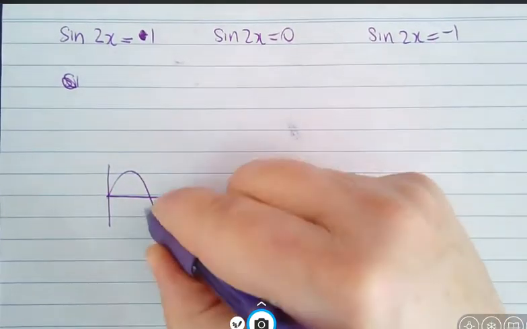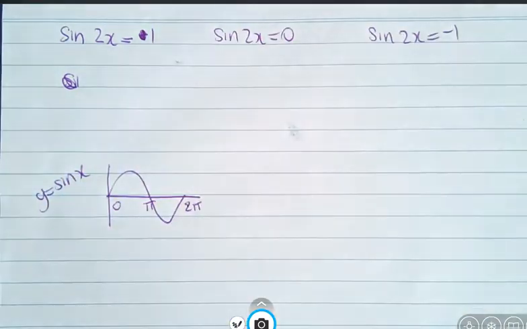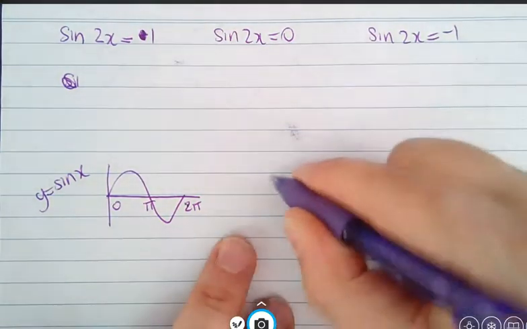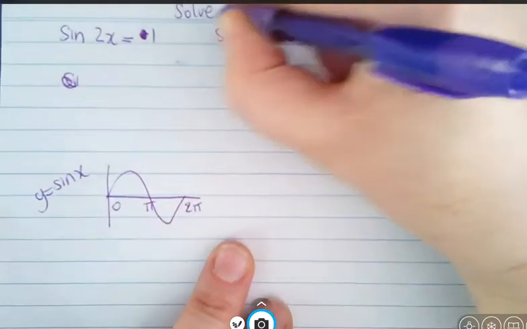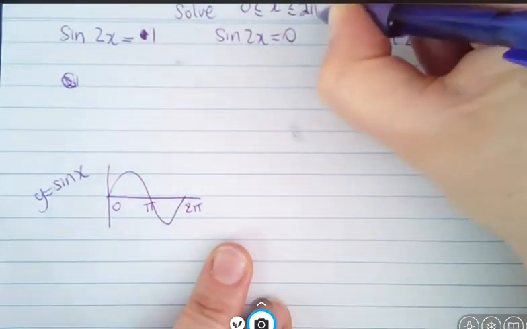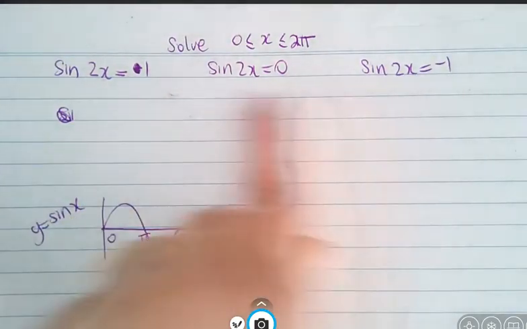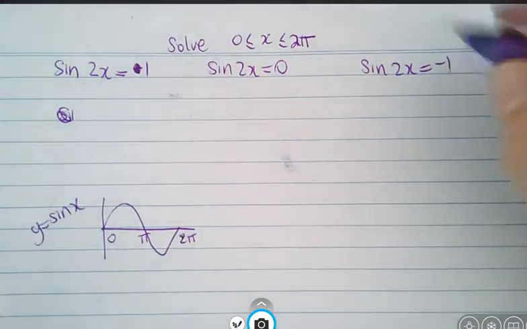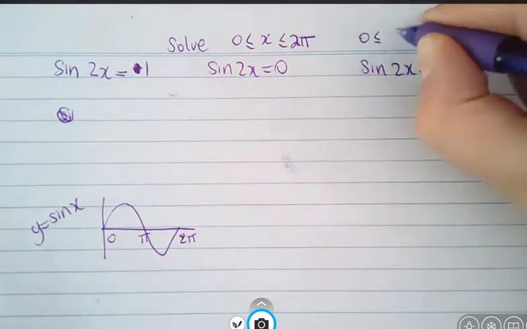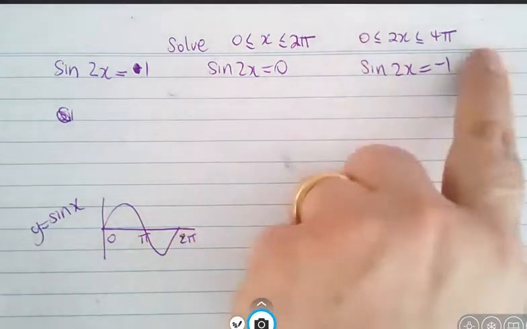And that's 2 pi, an ordinary sine curve. Just sketch the curve y equals sine x. All right, don't sketch 2x, just sketch sine x. Now, if you're asked to solve these from 0 to 2 pi, then because you're asked to solve sine of 2x equals 1, 0, or negative 1, you need to change your domain by multiplying everything by 2, and you have to solve from 0 to 4 pi.